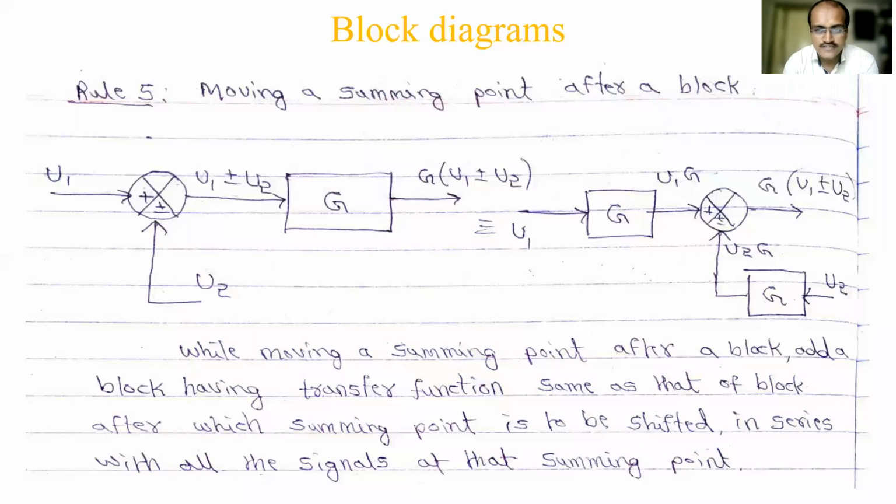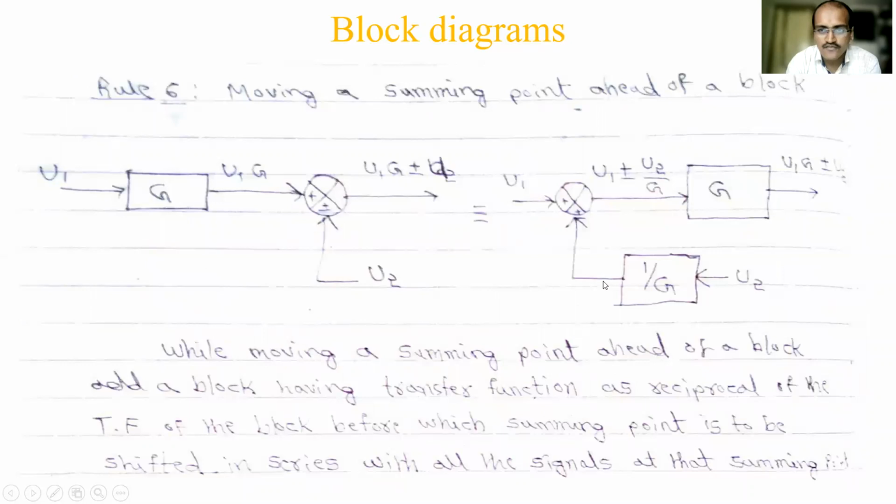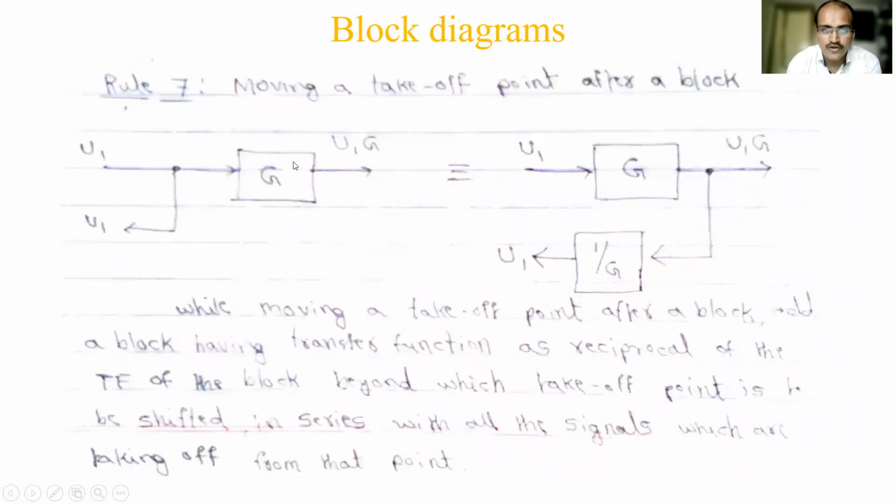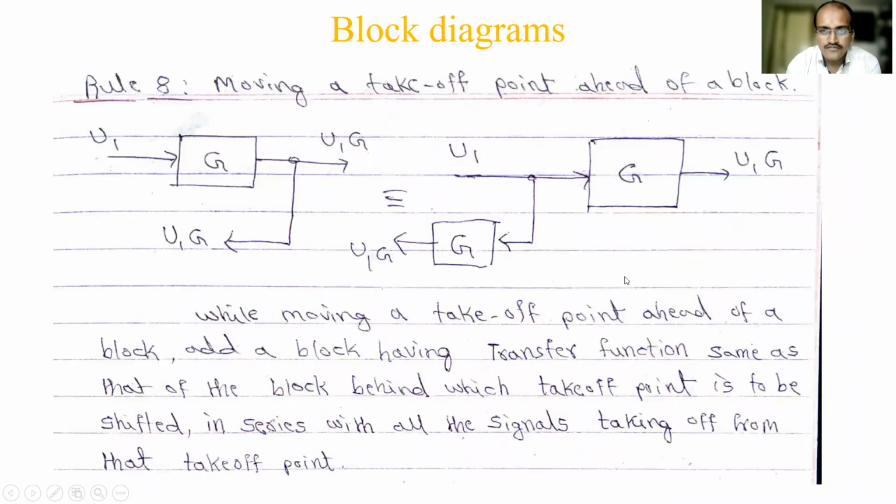So now rules 5, 6, 7, 8 are the interesting ones. 5 and 6 are about the summing point, after a block and before a block. If you want to move a summing point after a block, you have to add the same G to the signal. Whatever value is in this block should be there. And ahead of a block, you have to do the reciprocal of that. In the case of a takeoff point, you take the reciprocal in the first case, and then you take the same function of G as here when moving a takeoff point ahead of a block. Hope it is clear.